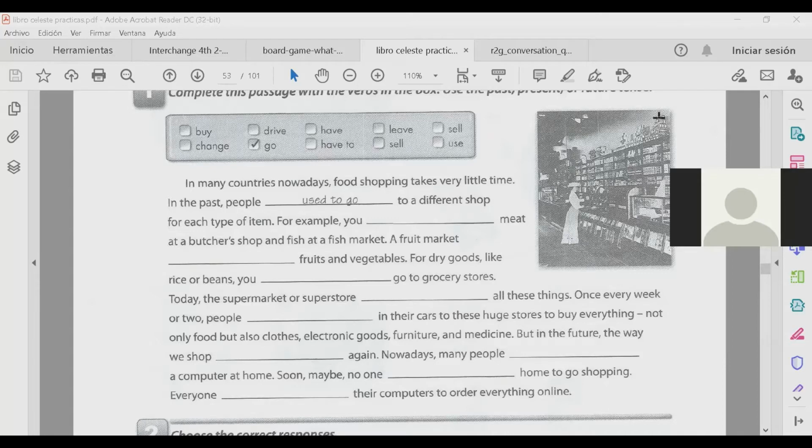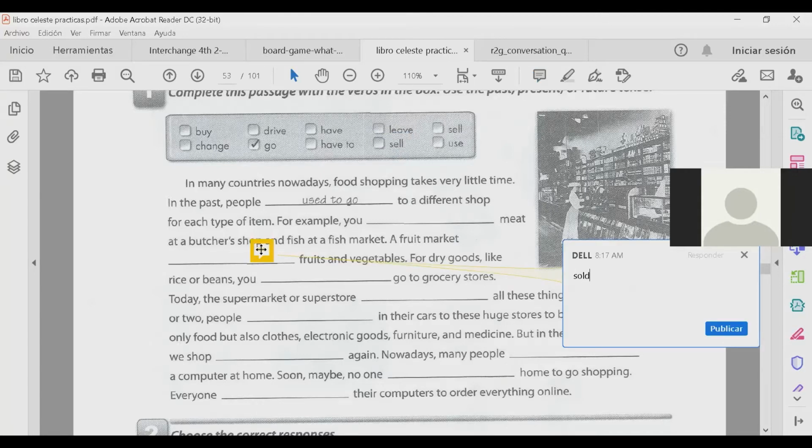Well, in this case, guys, look at this. A fruit market, we can say used to sell, okay? Used to sell, because it's in here, a fruit market. Fruits and vegetables, okay? Or we can say used to sell or sold, okay, in past tense. Sold. So a fruit market, let's write in past tense. Sold, okay? Fruits and vegetables, okay?